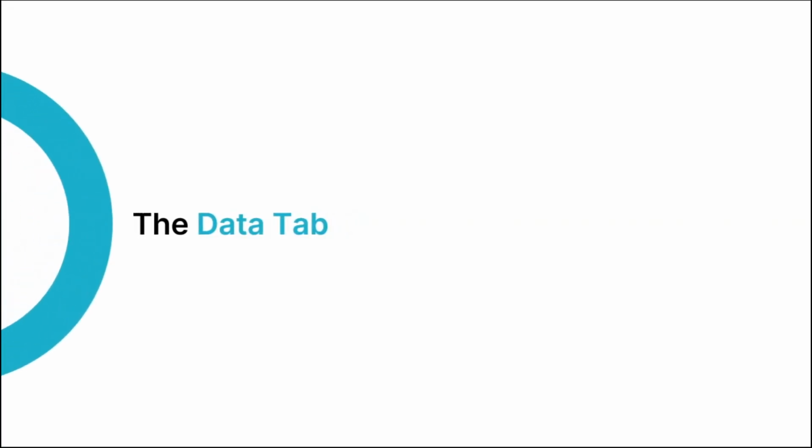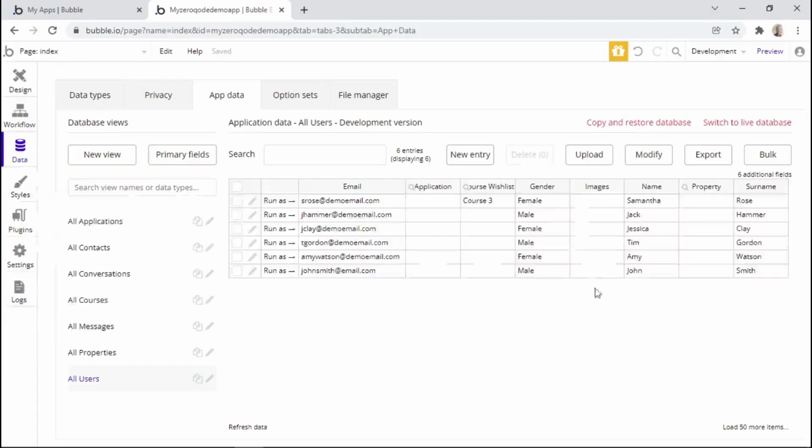We'd now like to talk about the Data tab. The Data tab is where you configure your app's database, and the database is where all the information that's related to your app is stored. But it's important to note that there are different versions of your database. For example, there's a live database and there's a development database. By default, when you open your Bubble editor, you are always in the development environment.